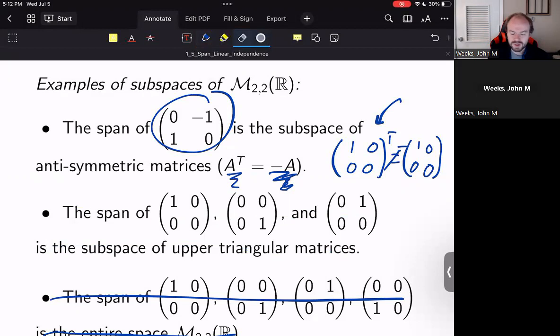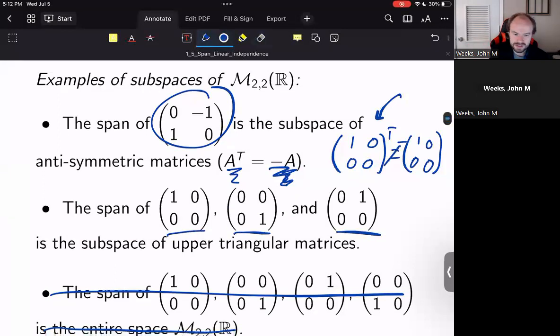But you do see them return in the span of upper triangular matrices, for example, because now you can allow anything to be on the diagonal. So you have the diagonal matrices in there together with 0, 1, 0, 0, because that allows you to put anything that you would like in the upper right corner. That remains an upper triangular matrix.